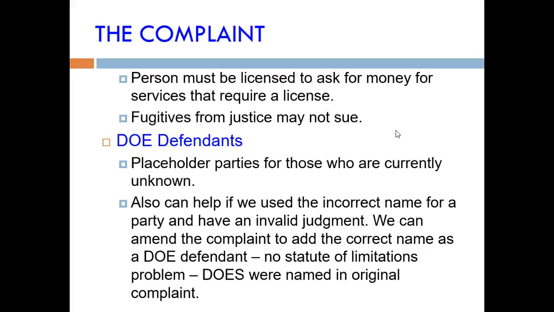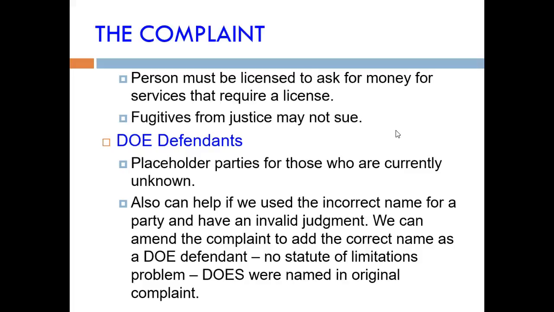And so we will often, in our complaints in California, under state law, add in anywhere from 1 to up to 100 or more Doe defendants, so that it's possible that we could later name up to 100 extra people in the lawsuit who may owe us money that we didn't know about initially. So there's sort of like a placeholder for parties who are currently unknown.